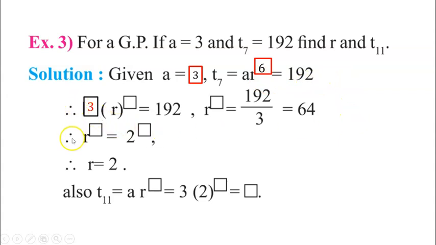Now next, again substitute. The value of A is 3 into R raised to 6 is equal to 192. That is R raised to 6 is equal to 192 upon 3. After division, you will get R raised to 6 is equal to 64. But what about the 64? 64 is the sixth power of 2. Therefore, after equating, you will get here the value of R is equal to 2.